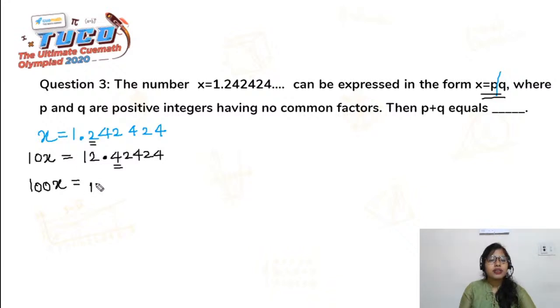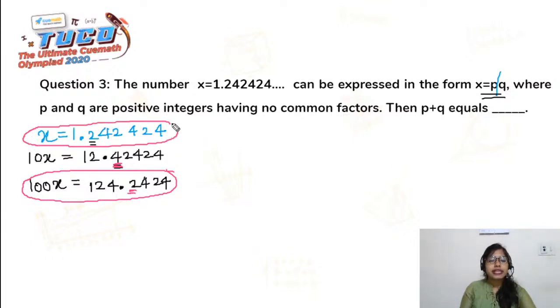When you go ahead with 100x, it is 124.2424 and so on. Now the question is, would you be choosing 100x and 10x? Again, it doesn't work because 4 and 2 are again not giving us a 0, right? But we can definitely choose 100x and x. Why? Because the first digit after the decimal is 2, and in case of 100x also, the first digit after the decimal is 2.